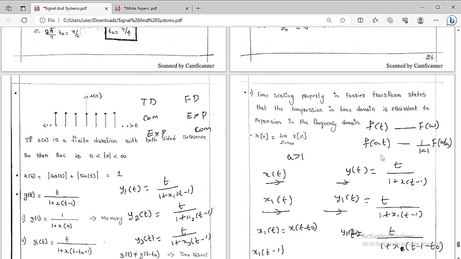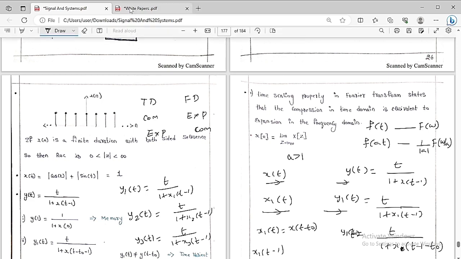If a is greater than 1, we can say it is a compression, and if a is less than 1, we can say it is an expansion. So compression in the time domain will lead to expansion in the frequency domain, and expansion in the time domain will lead to compression in the frequency domain. And x of 0 is equal to limit z tends to infinity x of z.